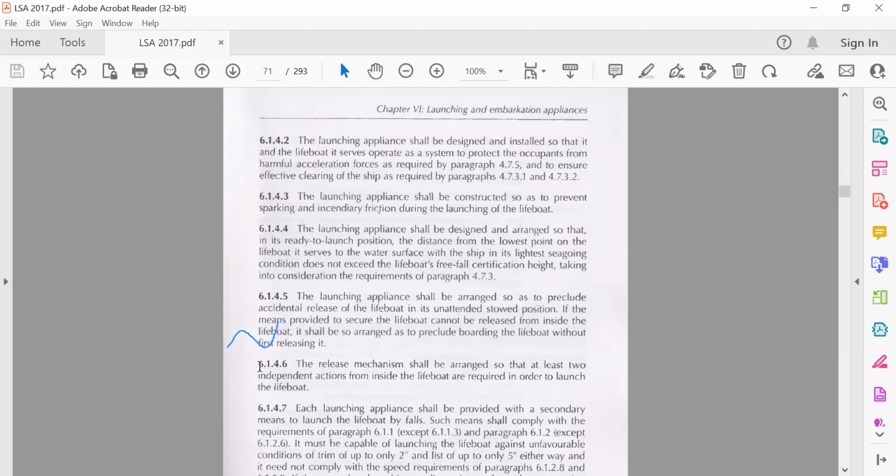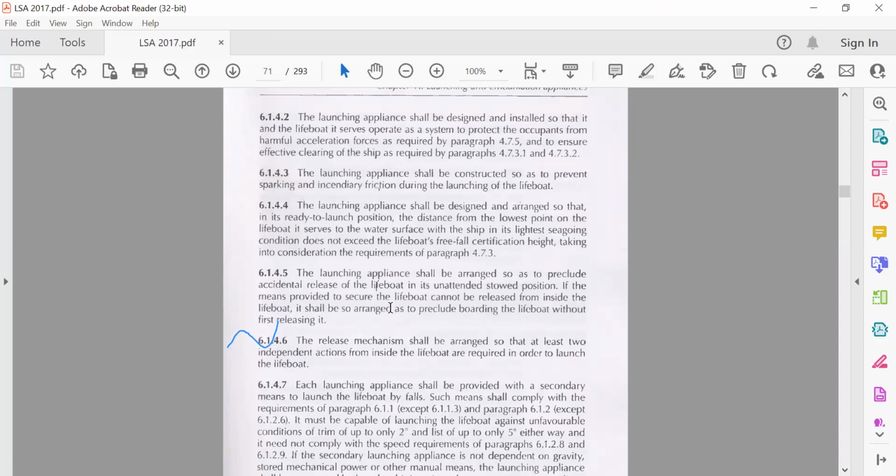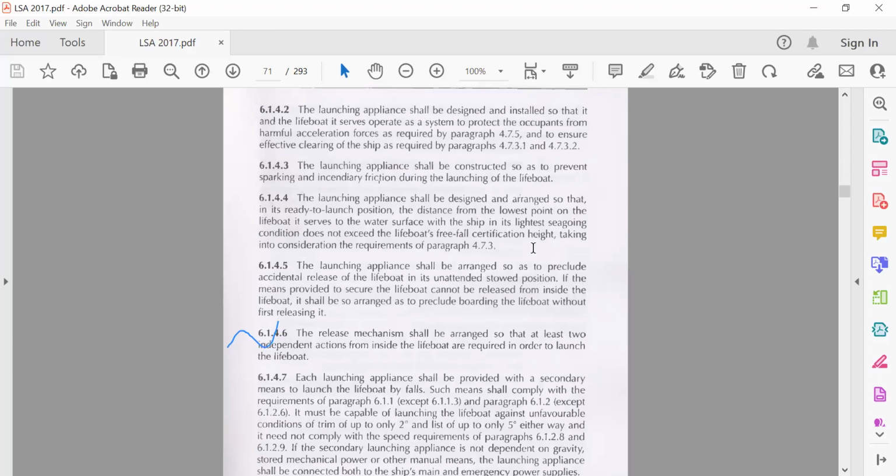So up next, we go to 6.1.4.2. This talks about protection against harmful acceleration forces. We go back to read paragraphs 4.7.3.1 and 4.7.3.2. That gives us guidelines on how to follow to avoid accidents or injuries.